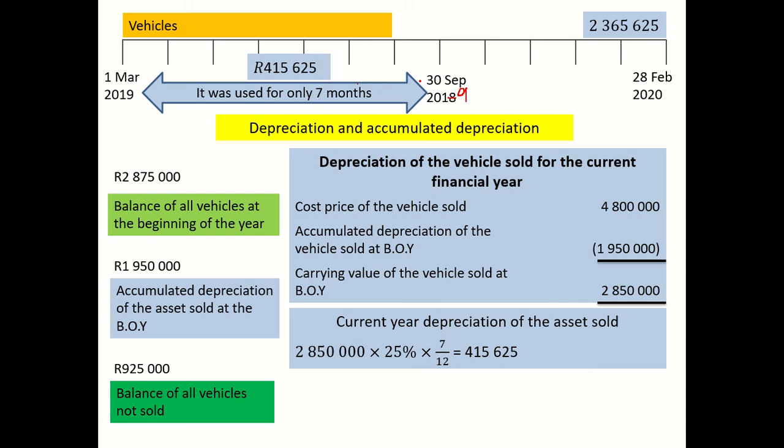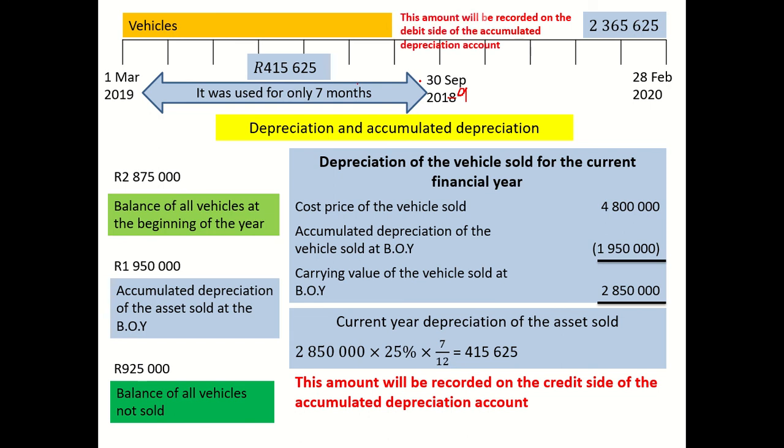To get accumulated depreciation at the end of the financial year, you're going to take that 415,625, add it with accumulated depreciation of the assets sold, which at the beginning of the year is 1,950,000 rand. Let's quickly calculate. The 415,625 rand will be on the credit side of the accumulated depreciation account because it increases your accumulated depreciation account. Okay, what else?